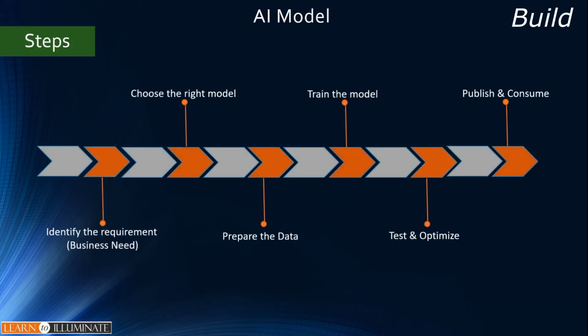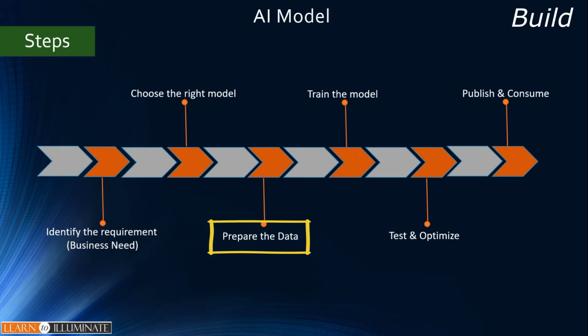To build an AI model, we have to follow a few steps. The first one is identify the requirement. The second one is choose the right model. We have 5 types of AI models available. We'll be discussing this in a later slide. The next one is prepare the model.